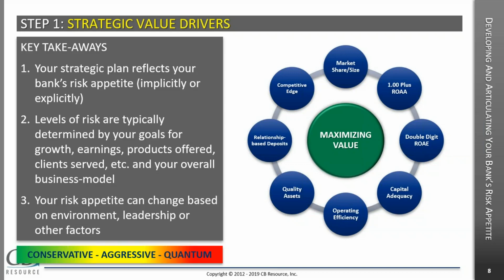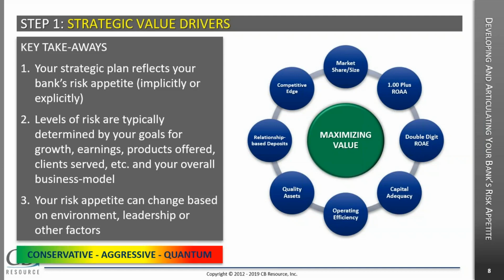Is it a modest level of growth, moderate level of growth, average level of growth, above average level of growth, aggressive level of growth, quantum growth? So growth is a key factor, right? That's a key strategic consideration when you evaluate the level of risk you're willing to take. What types of earnings? Do you want well above average earnings? Are you looking to optimize your non-interest income and getting involved in business lines that would contribute to that? Are there characteristics to your products that reflect a modest level of risk or a significant level of risk?